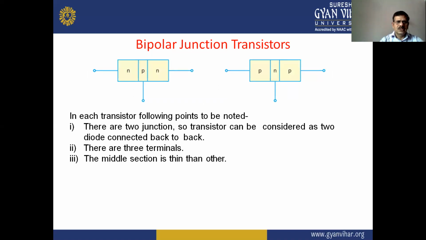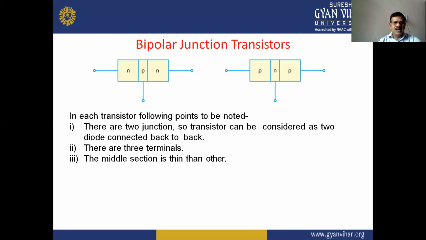So there are some symbolic representations of the BJT. First, in this diagram there are three terminals. The first terminal is the emitter, the second is the base, and the third one is the collector. This is the NPN transistor representation. The second one is the PNP transistor representation. In each transistor, the following points are to be noted.